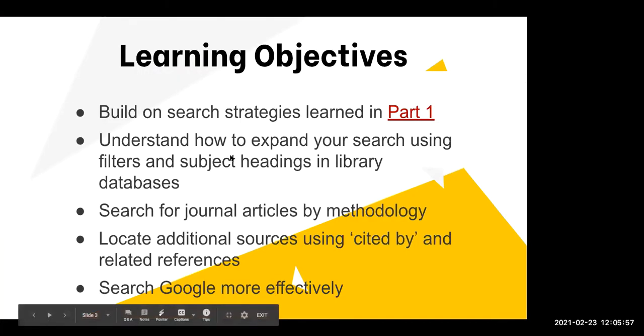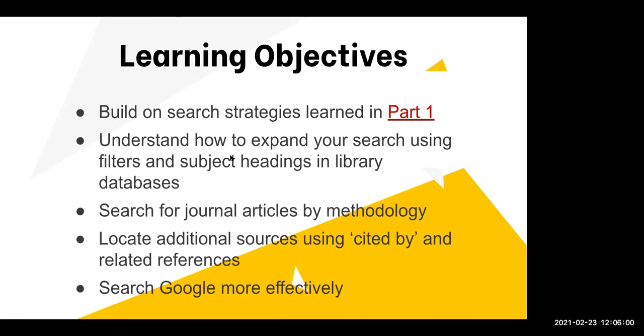Learning objectives for today. We're going to build on the search strategies that were learned in Search Strategies Part 1, a workshop that my colleague Kelsey Vukic recently did. Then we're going to learn some strategies to help you expand your search using filters and subject headings in library databases. We're going to go over strategies for searching for journal articles by methodology. So if you're looking for a specific type of research design, like a systematic review or a quantitative study, just some tips on how you can find those.